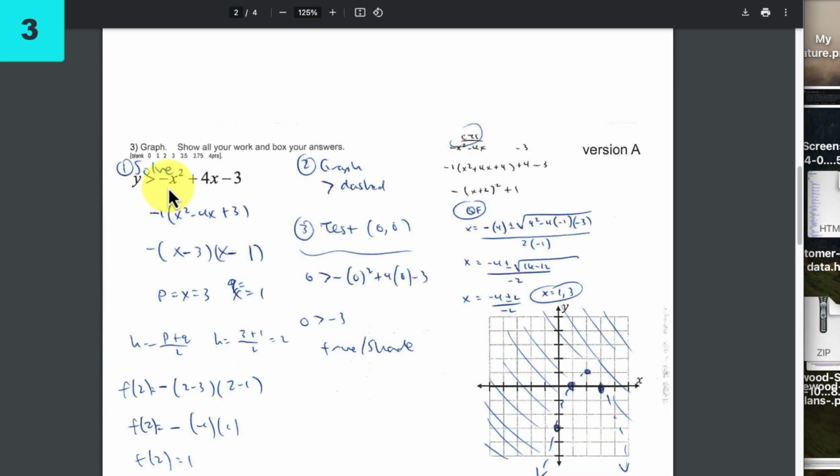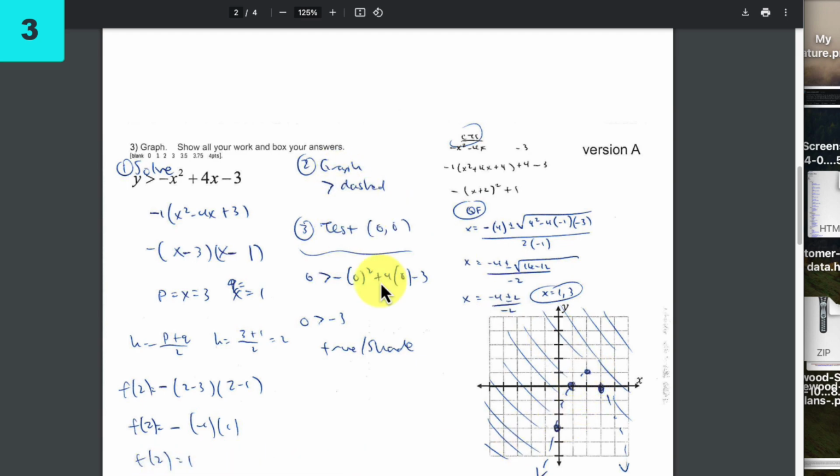Alright, this is mine, so I factored out a GCF of a negative 1. Then I factored here inside. This is your P and that is your Q. So your P value is 3, Q is 1, add them together divided by 2, your axis of symmetry is at 2. If you take 2 and put it back into the equation, which I did here, 2 is your x value, then you have 2, 1 is my vertex.